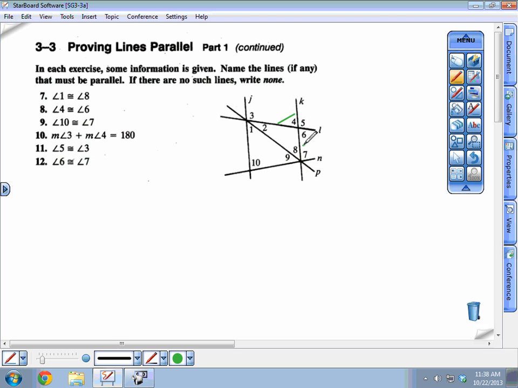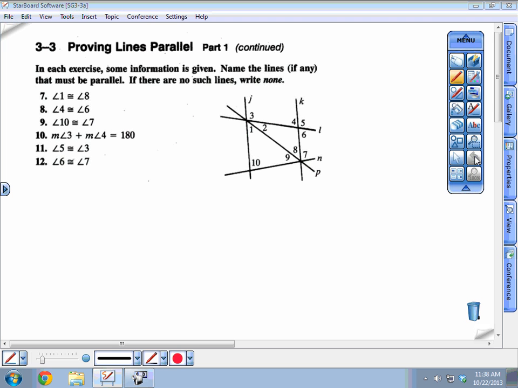All right, so vertical angles aren't going to get you anything unless you have a third angle in there, okay? They're not going to tell you anything that's parallel because they're not alternate interior, they're not same side interior or exterior, and they're not corresponding, okay? So there's nothing. If any, remember? They're saying if any.